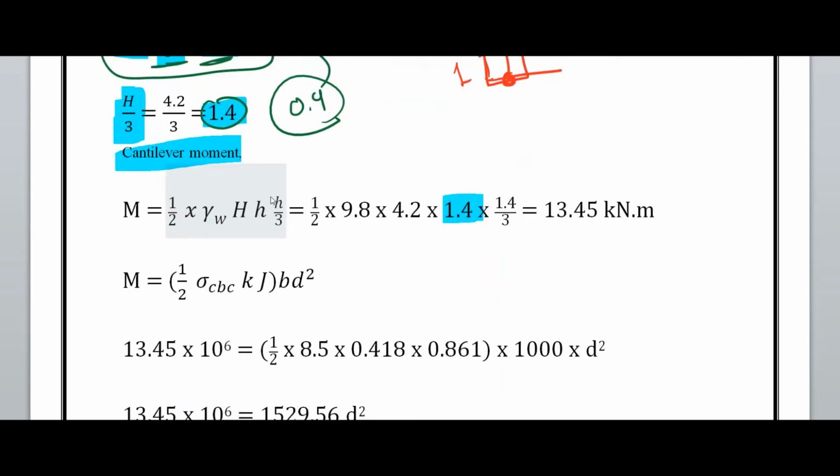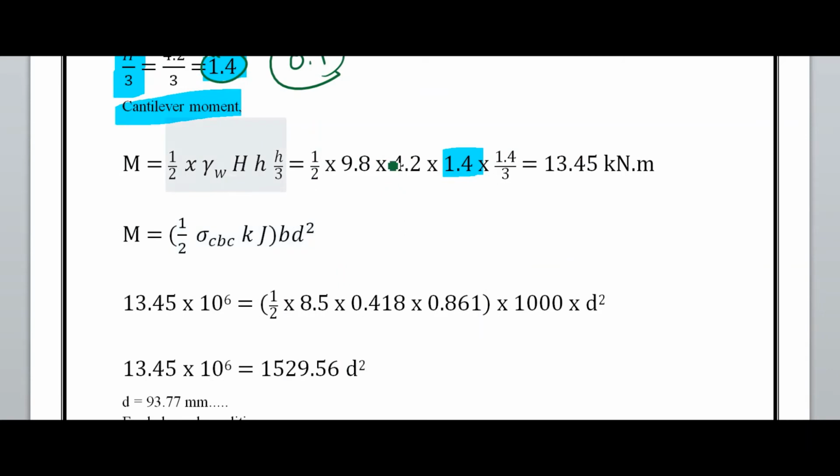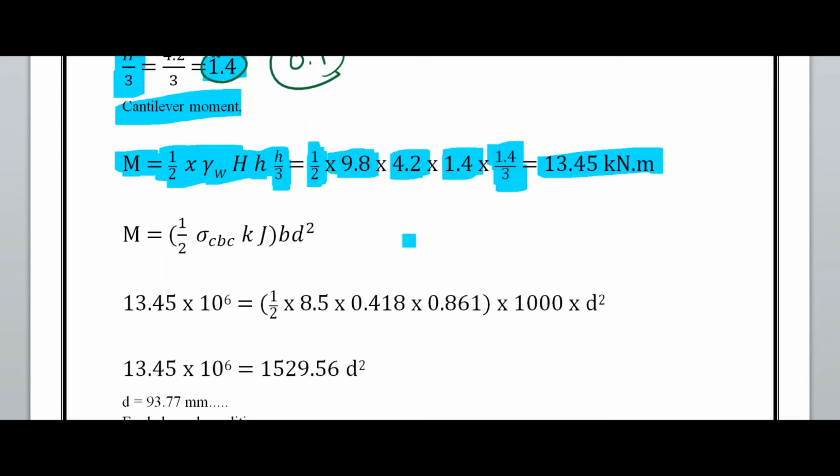Now we have to calculate the cantilever moment. So the cantilever moment is calculated by M = 1/2 gamma w into capital H, capital H means total height, multiplied by small h, so into h by 3. H by 3 means the center of the force. So 1/2 into 9.8 into 4.2 into 1.4 into 1.4 by 3. So 13.45 kilonewton meter. Right? So we have the moment here.